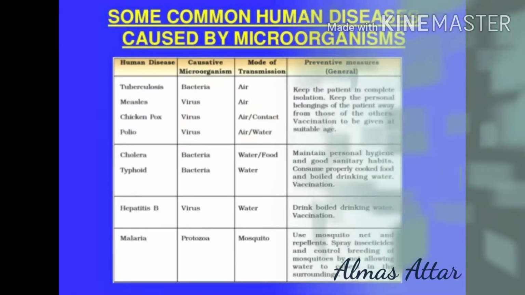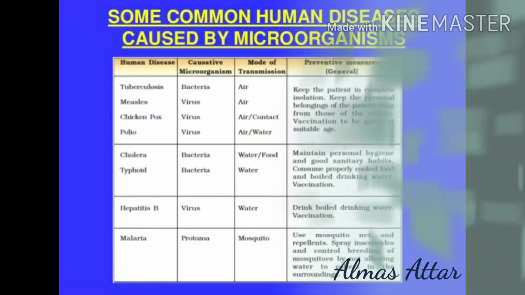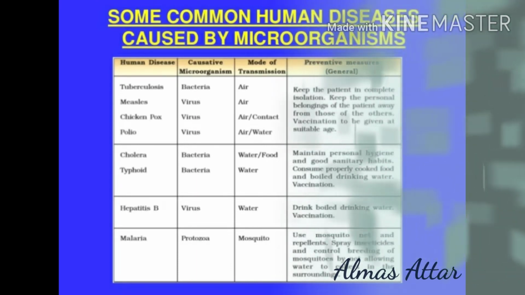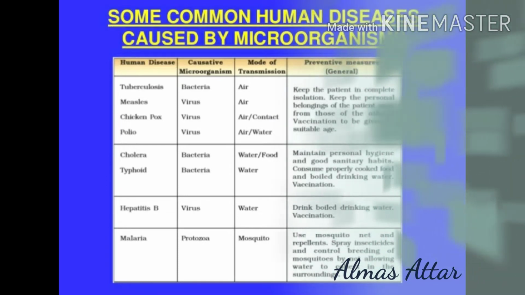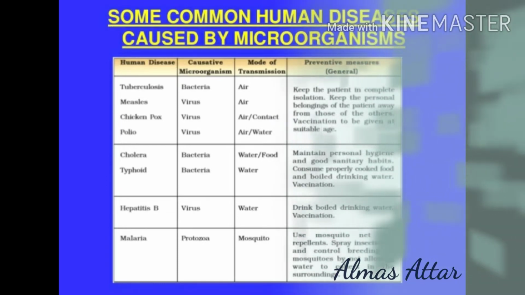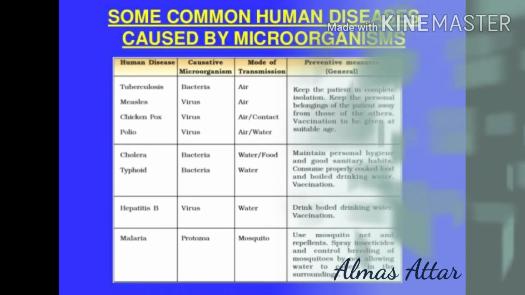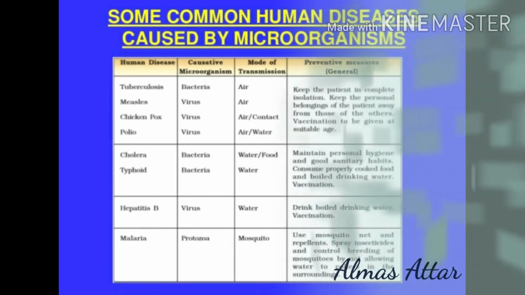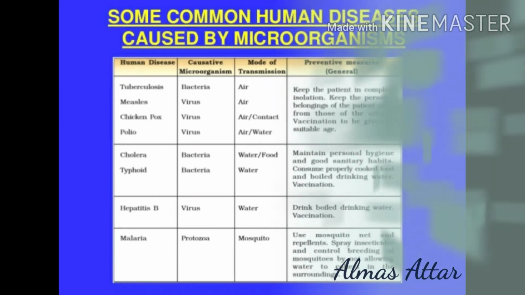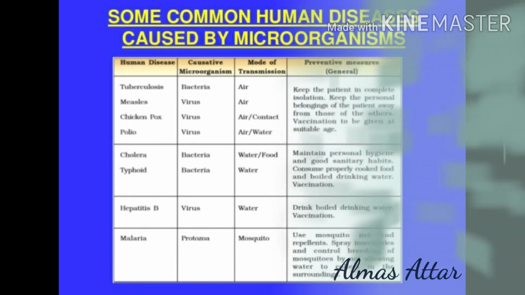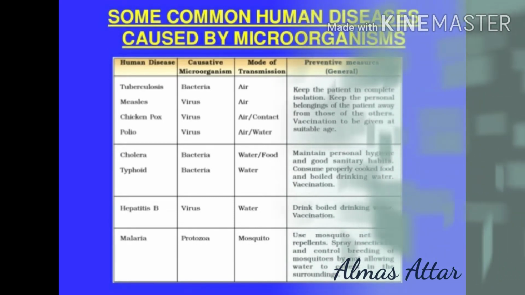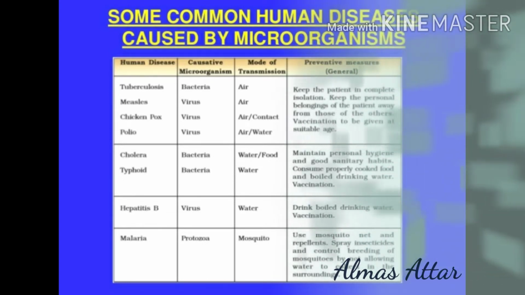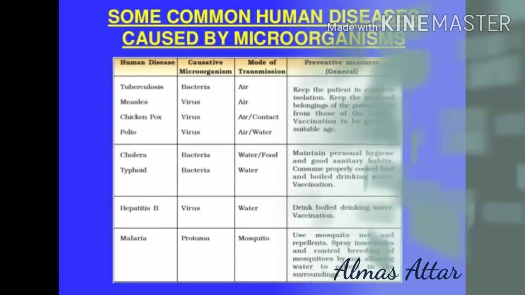Now we will see some common human diseases caused by microorganisms, their mode of transmission and preventive measures. So the first disease is tuberculosis. The causative microorganism here is bacteria, and the mode of transmission is through air. The preventive measures: keep the patient in complete isolation, keep the personal belongings of the patient away from those of others, and give vaccination at a suitable age.